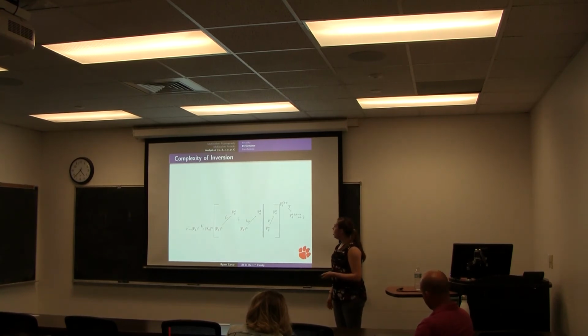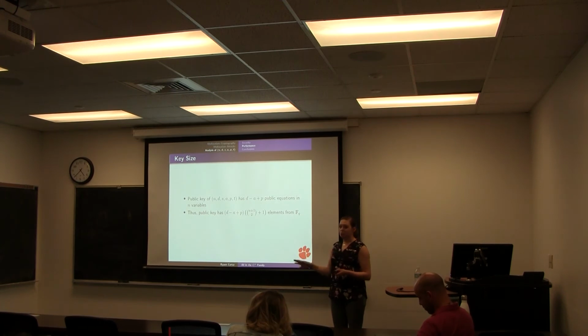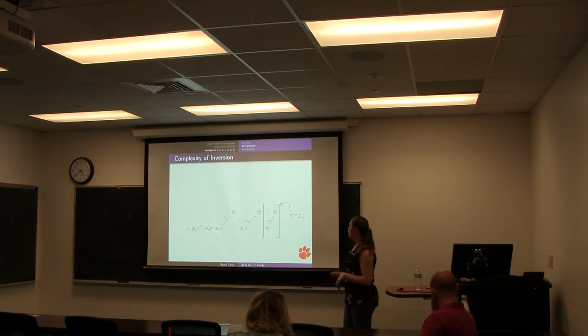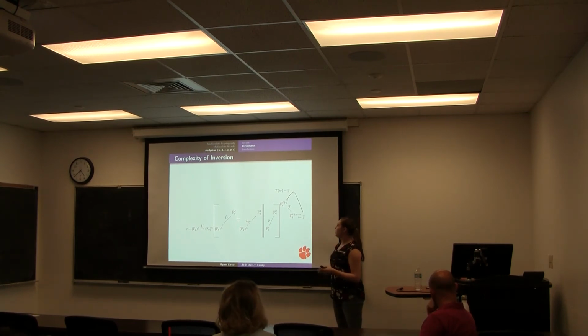So key size isn't too bad, pretty straightforward. And now we want to talk about the complexity of inversion. We need to be able to send information, and we need to be able to receive information. So what we're going to do is start with this y value. Then we're going to find all of those vectors w that map to y, so all of the preimages of y under that map t.